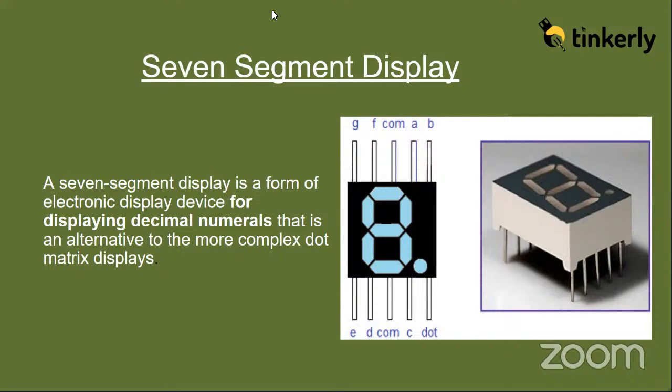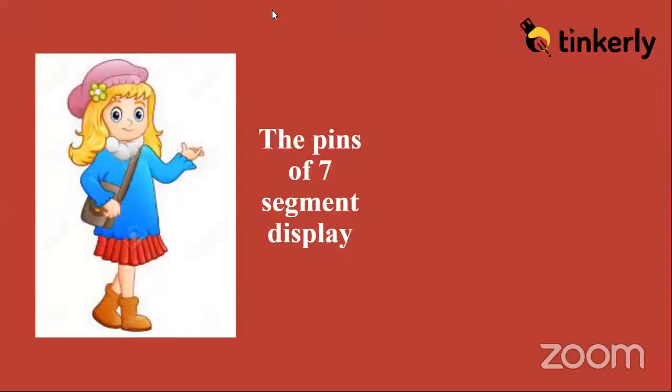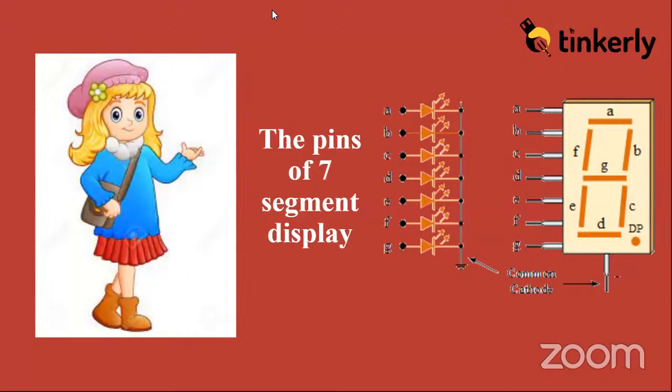But the 7-segment display is quite simpler compared to the dot matrix. In the 7-segment display, we have pins in the form of A, B, C, D, E, F, and G. With the help of these pins, we are able to display the numbers from 0 to 9. So what are the pins of the 7-segment display? This is pin A, which helps glow an LED. Then pins B, C, D, E, F, and G. These are the 7 pins, and with their help we arrange the numbers from 0 to 9. That's why it is known as a 7-segment display. Apart from that, we have 2 common pins, which are connected to the cathode, the ground.